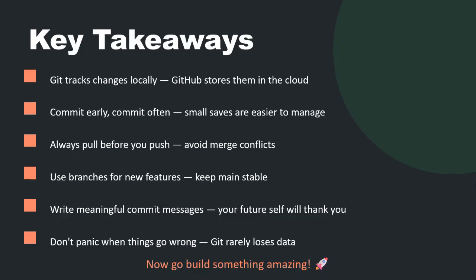These are the takeaways. Git tracks locally, GitHub stores them in the cloud. Commit early and often. Small save states are way easier to manage than large ones for obvious reasons, like saving in a video game. Always pull before you push so you don't have merge conflicts. Use branches for new features so your main code base is stable. Write meaningful commit messages for both yourself and for others. And don't panic if you accidentally delete something.